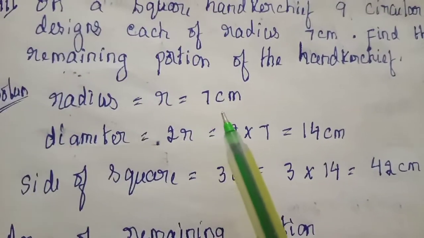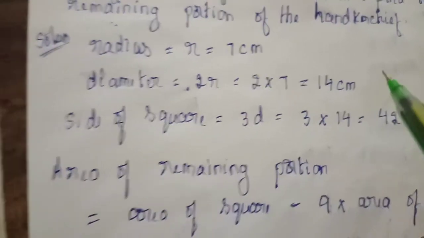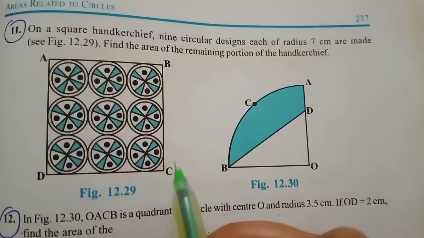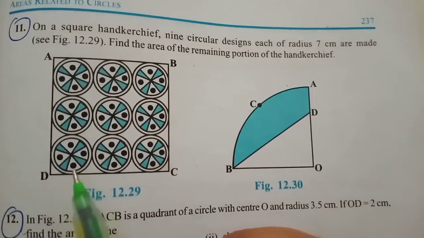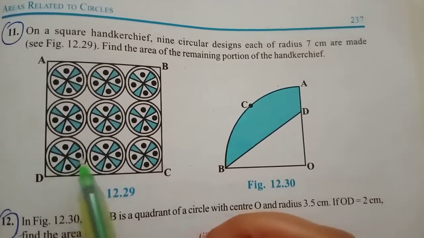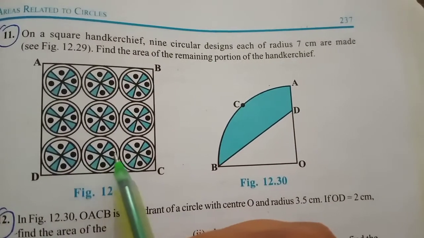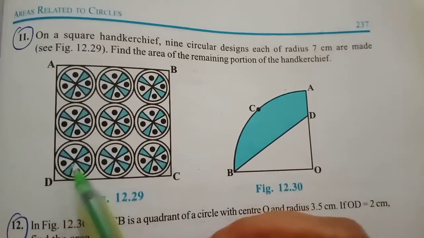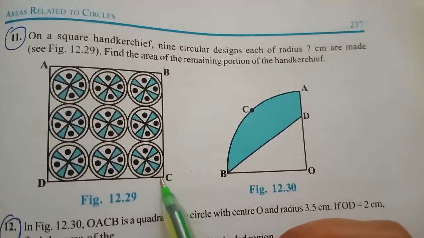Radius of the circle is given as 7 centimeter and I need to find the side of the square. Once you observe this, to find the side, as you know each side of the square is the same. So to find the side I need to add the diameters. You can see from here to here 1 diameter, from here to here the second diameter, and this is a third diameter. So when I add 3 diameters, I am going to get the side of this handkerchief.